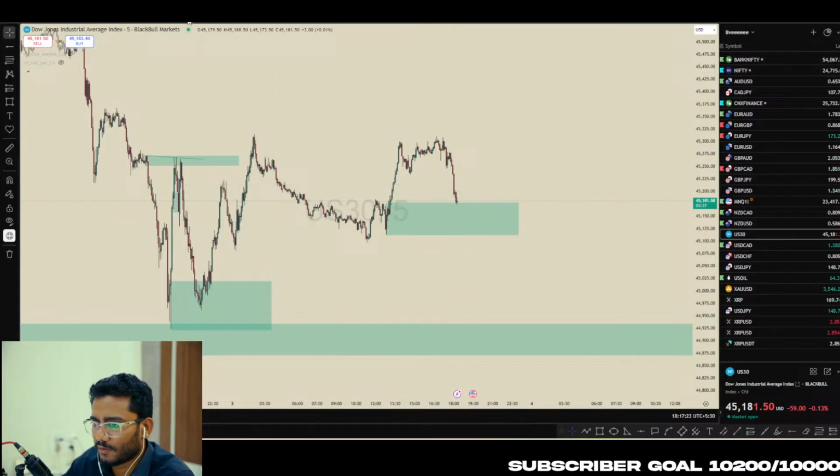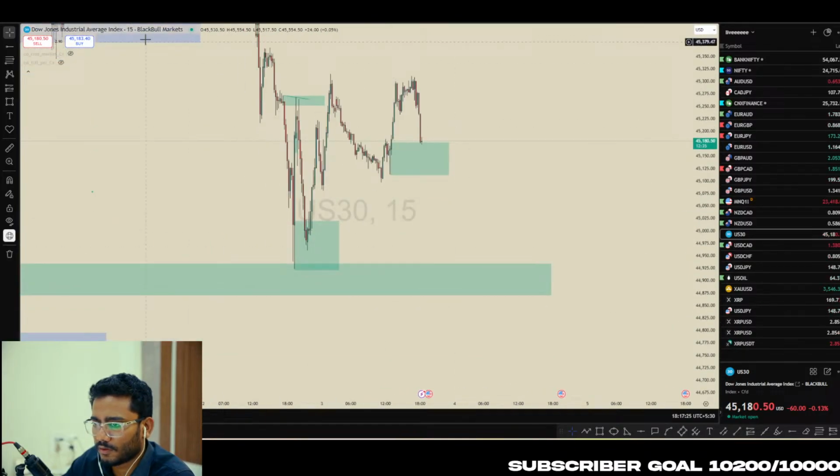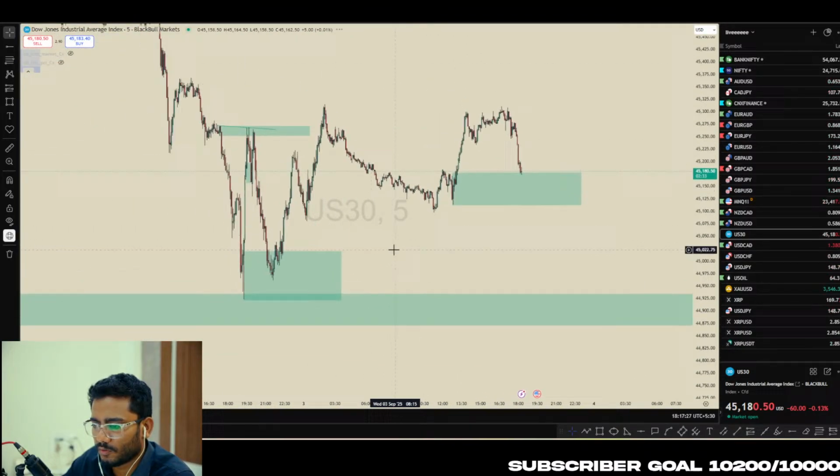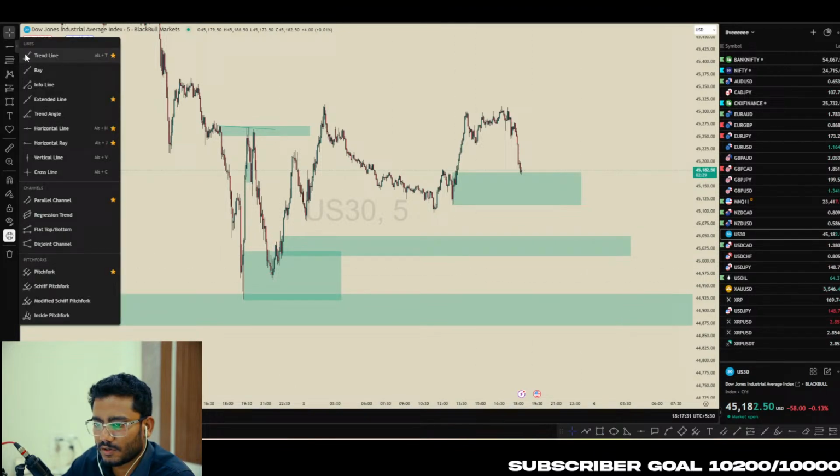If this breaks, then we'll have another order block. We have another order block, which is this one. And there is trend line liquidity above this high.